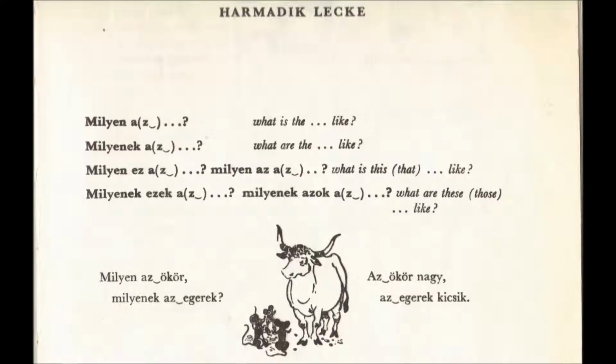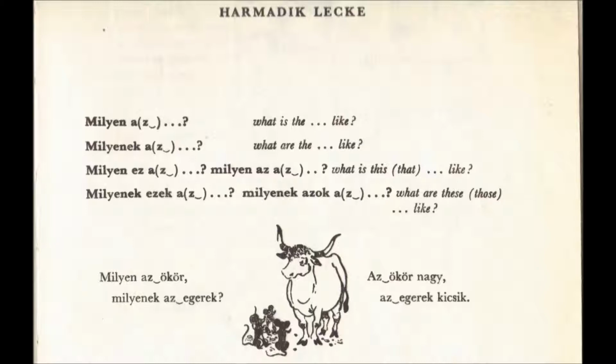Lesson number 3. Harmadik lecke. Három, as you know, is 3 in Hungarian. Milyen az? What is the something? Like milyenek az? What are the something? The K in the ending means it's the plural. So you have milyen and milyenek.